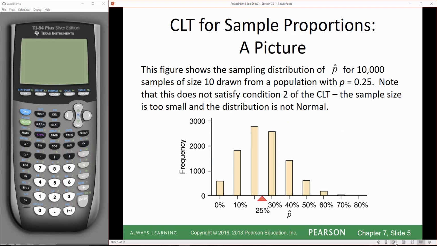So here is a figure. We're told that we have a sampling distribution of p hat for 10,000 samples of size 10 drawn from a population with p equals 0.25. But note here that this does not satisfy condition 2. The sample size is too small. If I take p hat times my sample size of 10, I'm not going to get that bigger than or equal to 10. Thus the distribution does not look to be normal. It's looking more like a right skewed distribution.